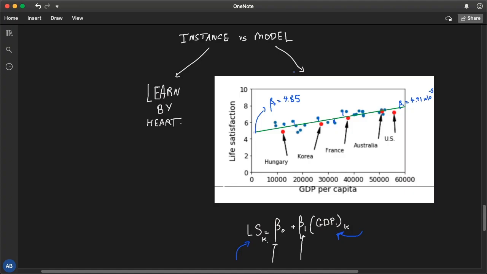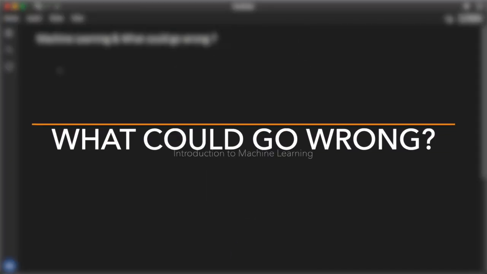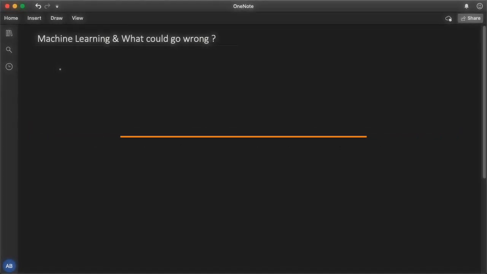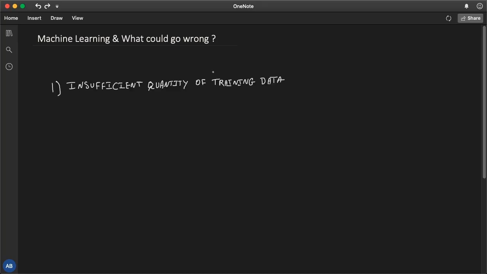Now, let's take a step ahead and see what could go wrong. In machine learning, your task would probably be to select a learning algorithm and train it on some data. See if the algorithm works badly, or maybe you gave it the wrong data. We say that the examples are bad. So one challenge in machine learning is insufficient quantity of training data.